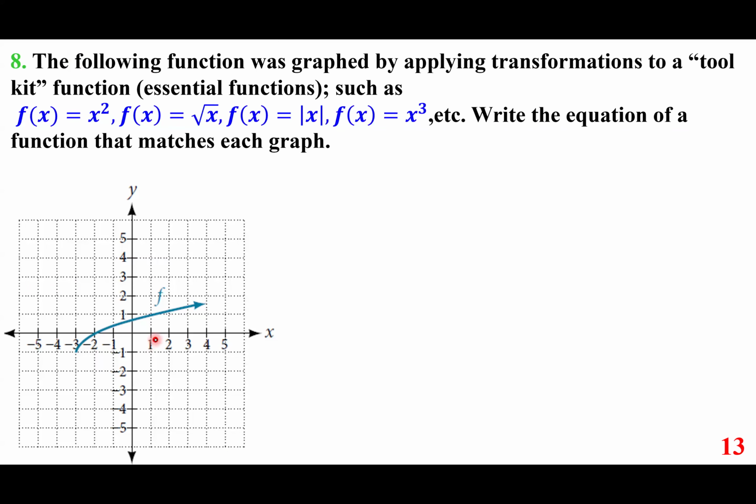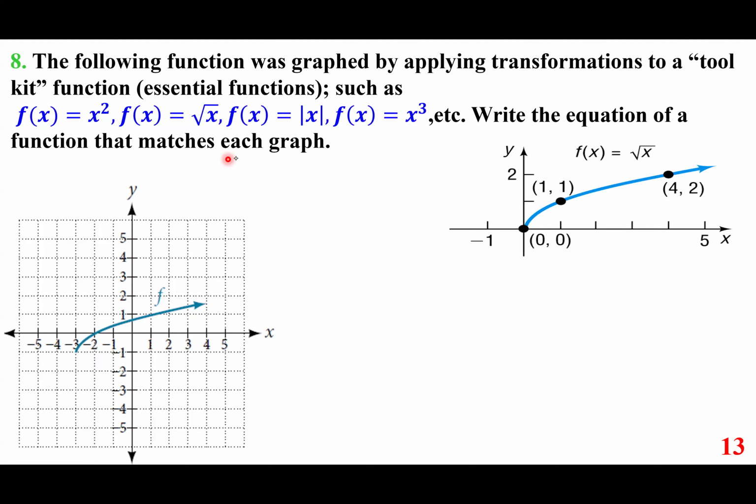The following function was graphed by applying transformation to a toolkit function or essential functions, such as f of x equals x squared, f of x equals square root of x, so on and so forth. Write the equation of a function that matches each graph. So it's important to know the shape of those graphs we just went over, and so you should recognize this as y equals square root of x that has been moved somehow to this location. We will figure it out in a moment, but you should know this graph.